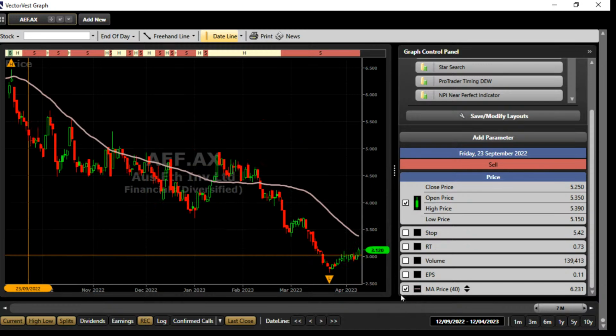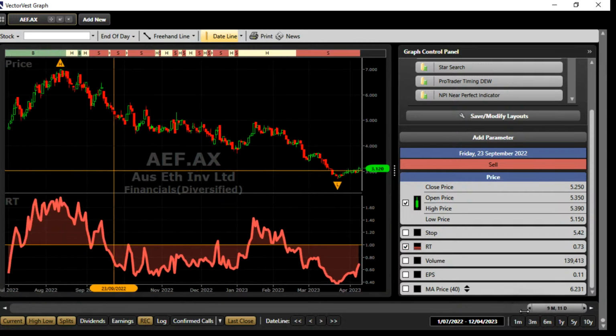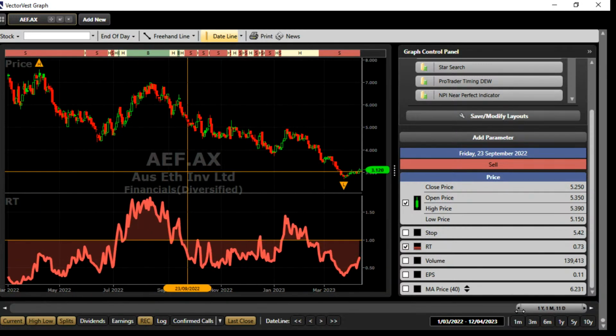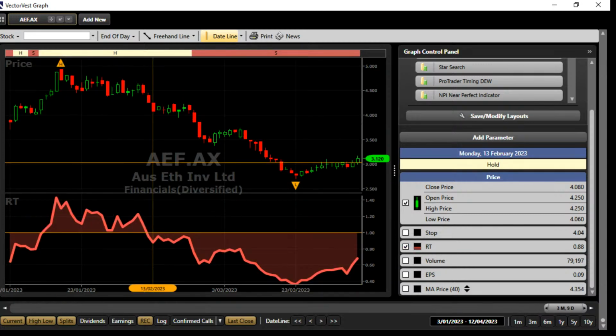Maybe the easiest way to begin with is just put on your relative timing, the VectorVest relative timing, and you just look at it and go, okay, if relative timing starts falling, be careful. Here it starts falling. So I see it here. Yep, it breaks below 1. At that point there, I need to be careful. Look at that, $4.08. RT doesn't get above 1 since. Look at that, it goes all the way down to $3.12.